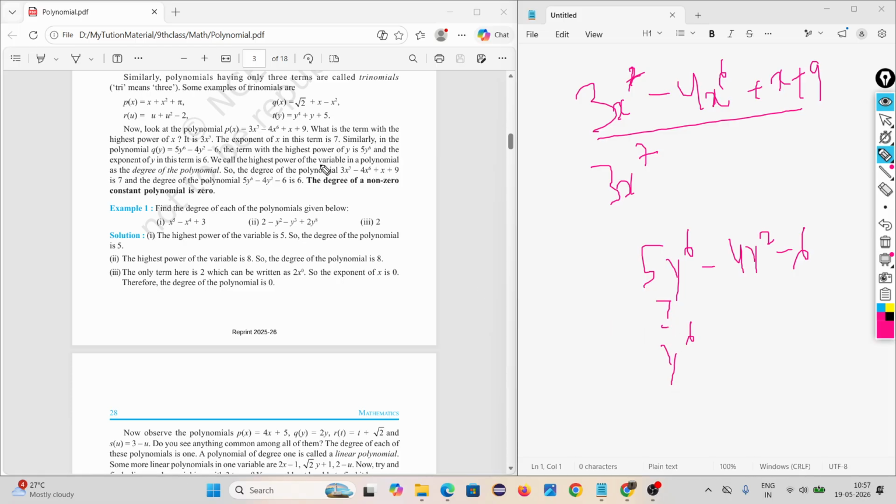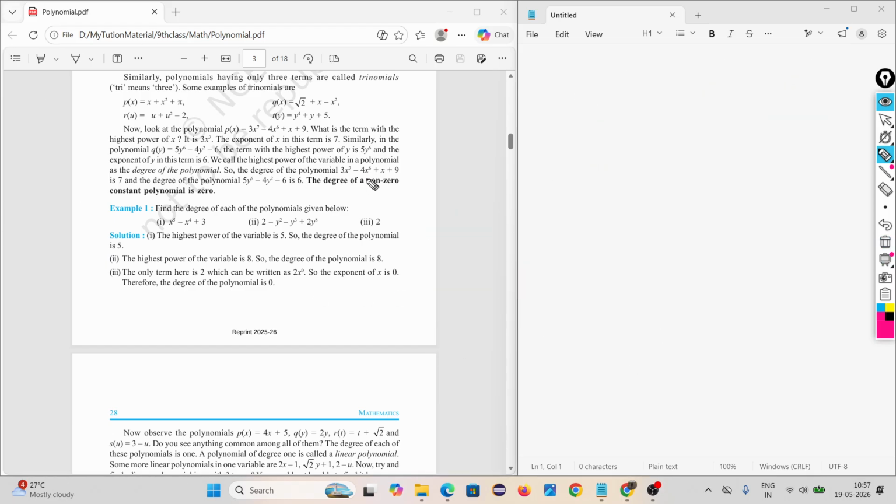We call the highest power of a variable in a polynomial the degree of the polynomial. We already completed this. The highest power is called the degree. So the degree of the polynomial 3x^7 - 4x^6 + x + 9 is 7.